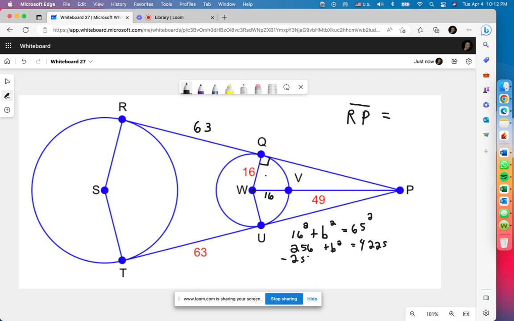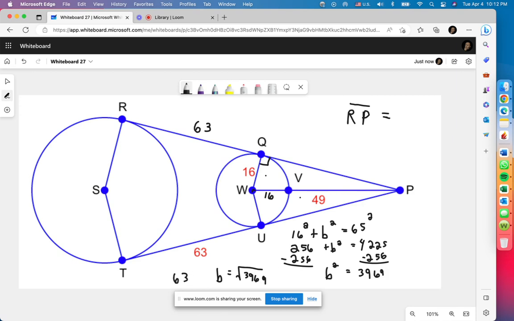Subtract 256 on both sides. So minus 256, I get a large number, 3,969. 3,969 equals b squared. Take the square root. So b is equal to the square root of 3,969. I get, wow, it came out to a nice, beautiful, simple number, which happened to be 63.